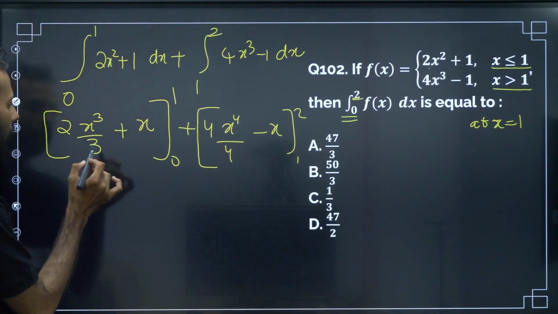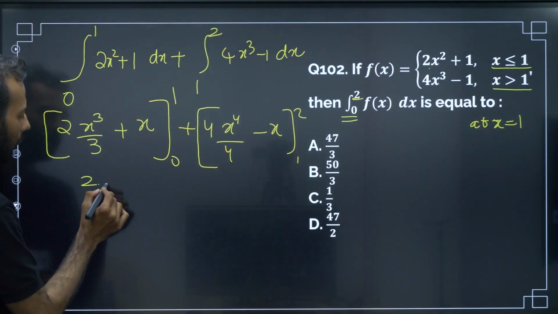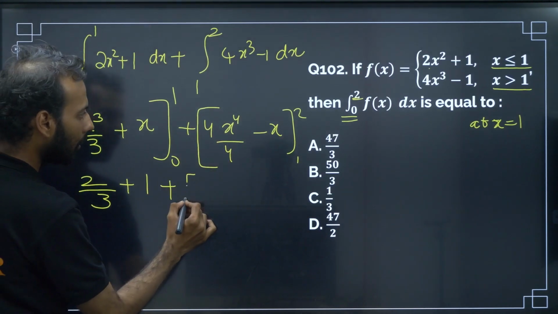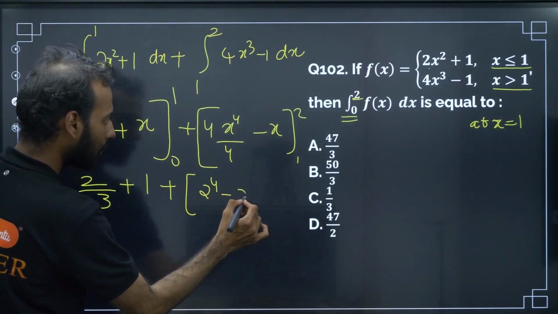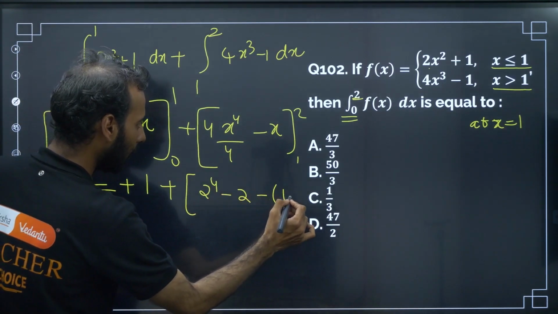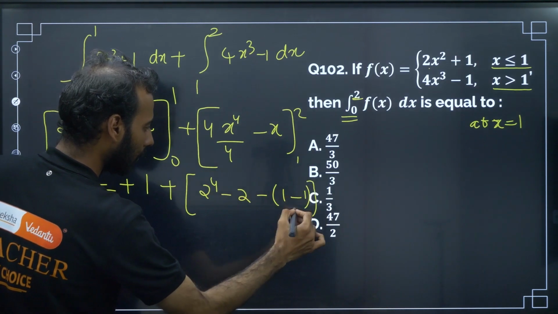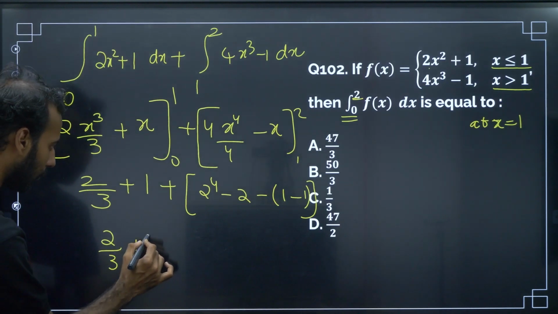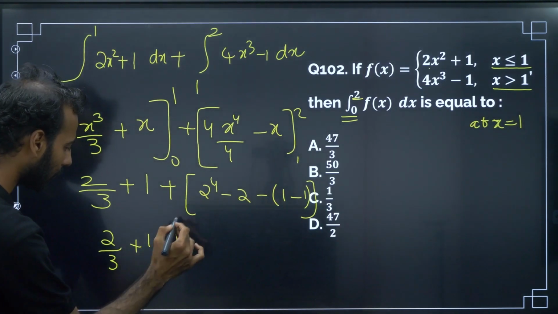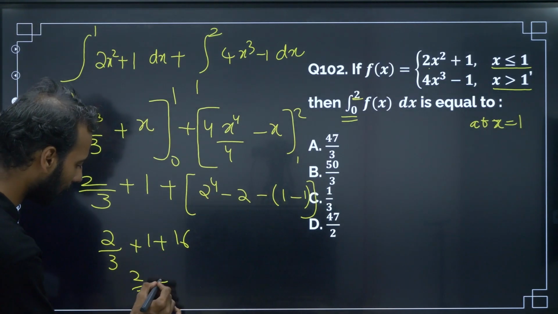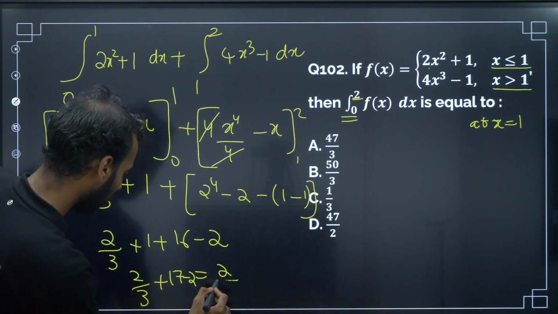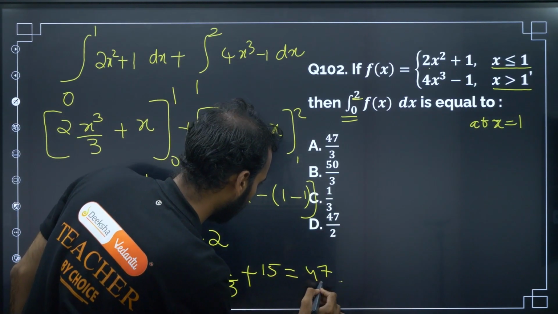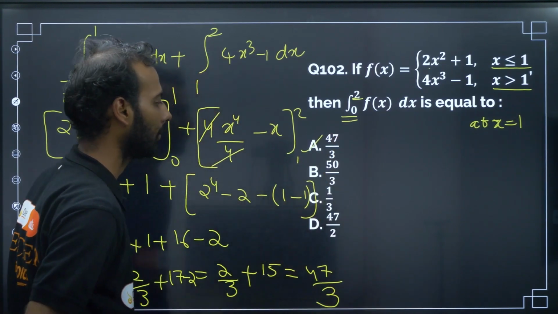Okay, all fine. 2 by 3, upper limit, only the upper limit I will substitute, the lower limit is 0, plus 1. 4 and 4 get cancelled, plus 2⁴ minus 2 minus 1 minus 1. Anyways, this is 0, no need to write. 2 by 3 plus 1 plus 2⁴ which is 16. So 2 by 3 plus 17 is equal to (2 plus 51) by 3, which is 47 by 3. A is the answer.